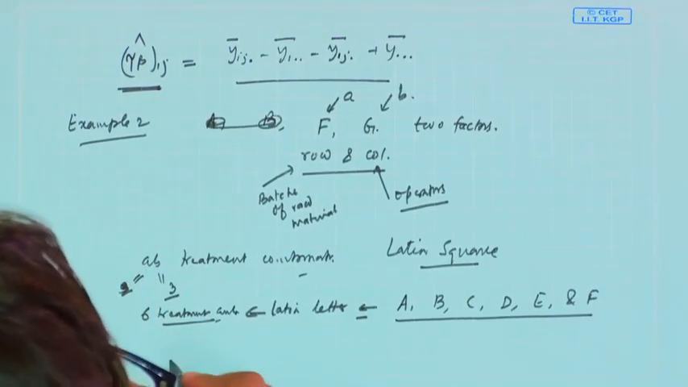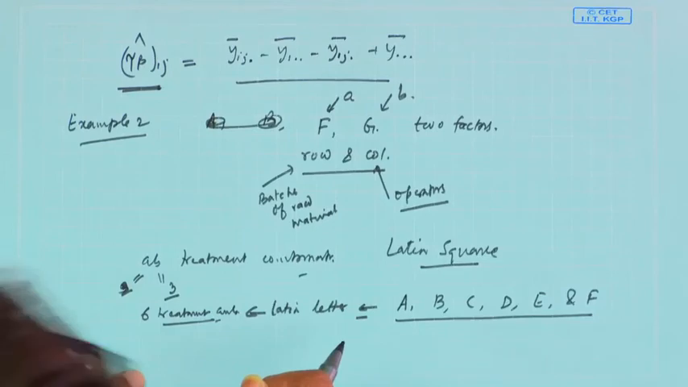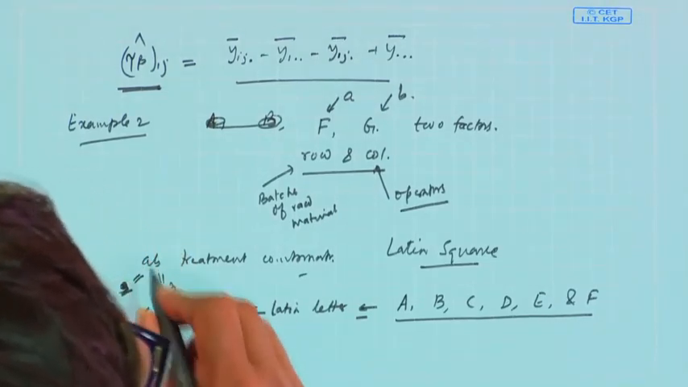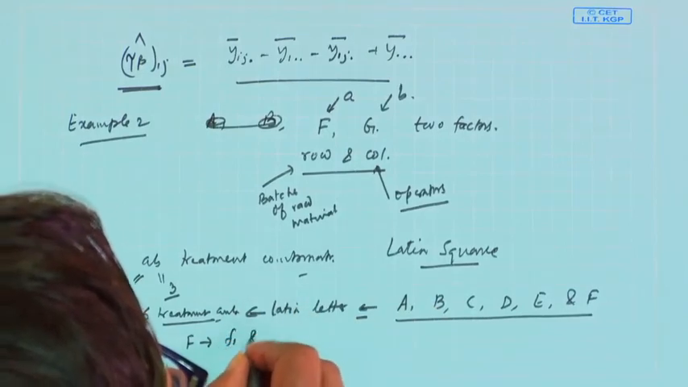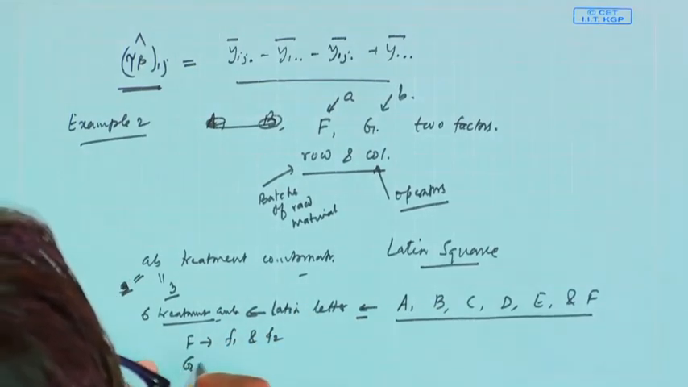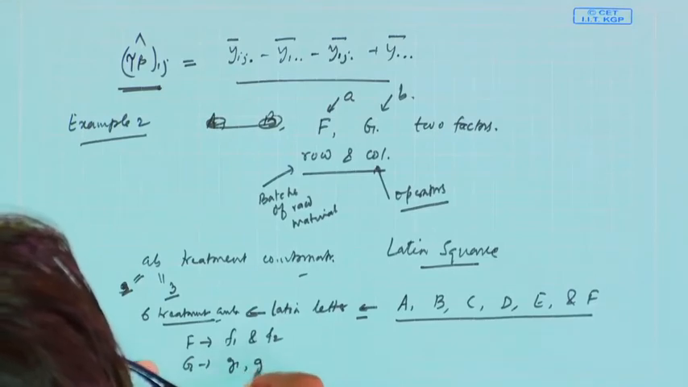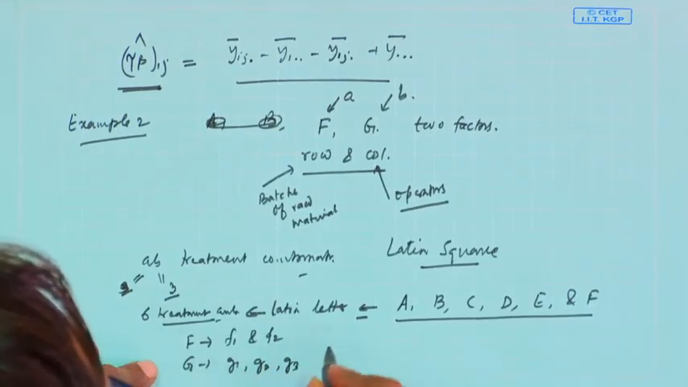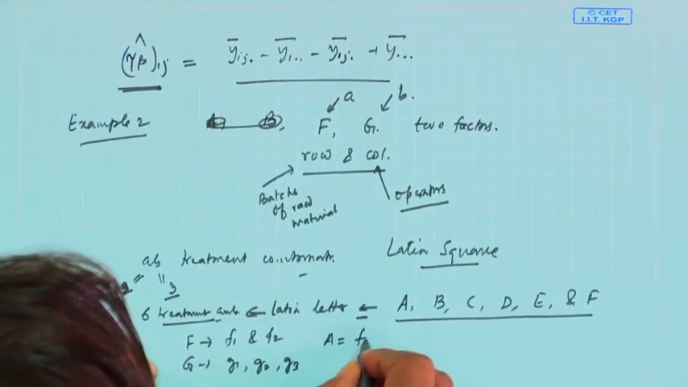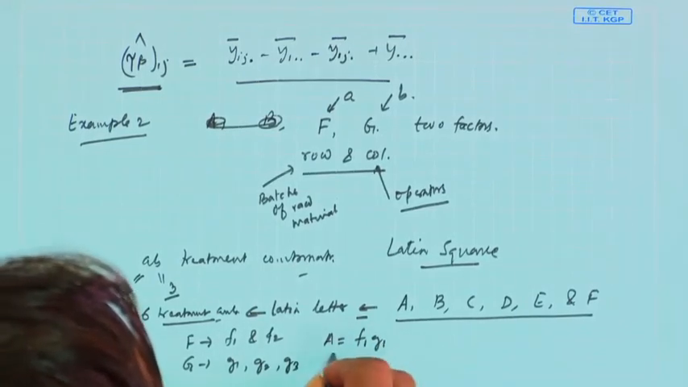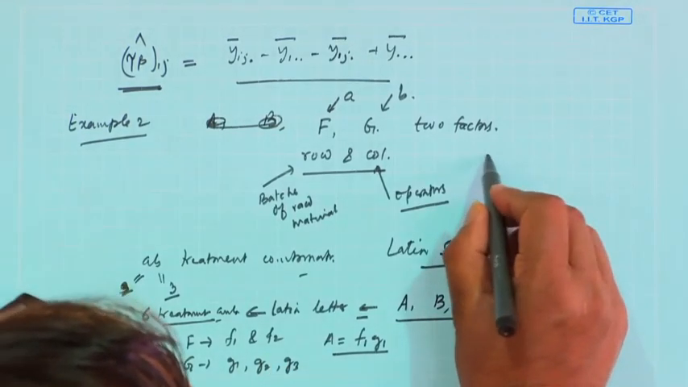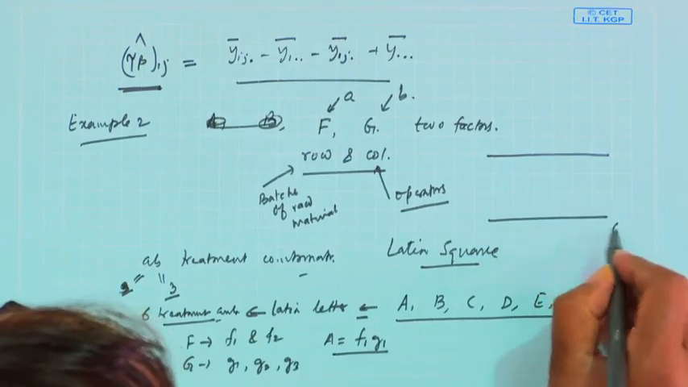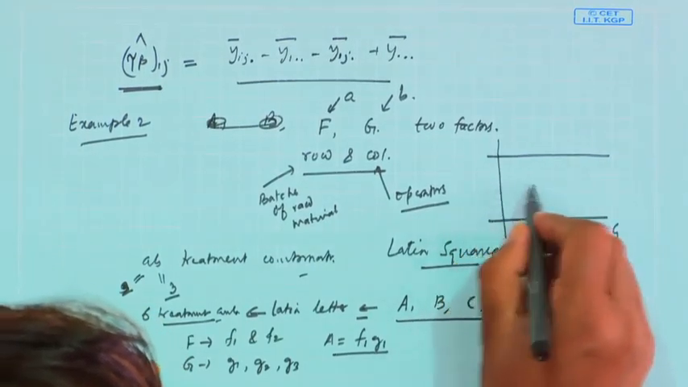For example, just for example, suppose F has two levels, F1 and F2, and G has three levels, G1, G2 and G3. So, A can be the combination where both are at low level, F1 and G1. Now, if I draw like this, suppose this side is G and this side is F.